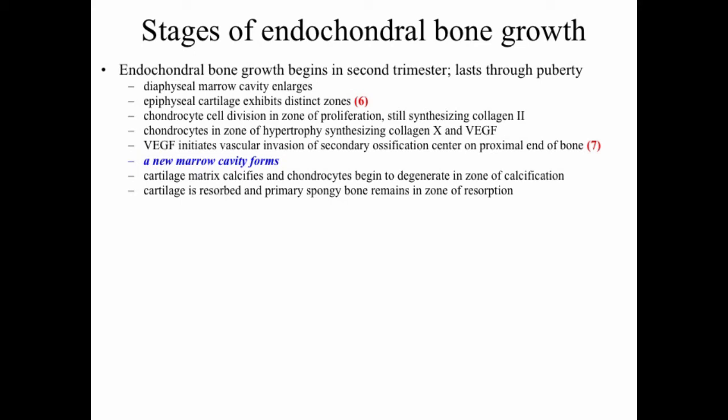The chondrocytes are going to divide in the zone of proliferation. They're still going to synthesize collagen II. Chondrocytes in the zone of hypertrophy are going to start synthesizing a different collagen, and vascular endothelial growth factor. This VEGF is going to initiate vascular invasion of the secondary ossification center on the proximal end of a long bone, and that's going to form a new marrow cavity.